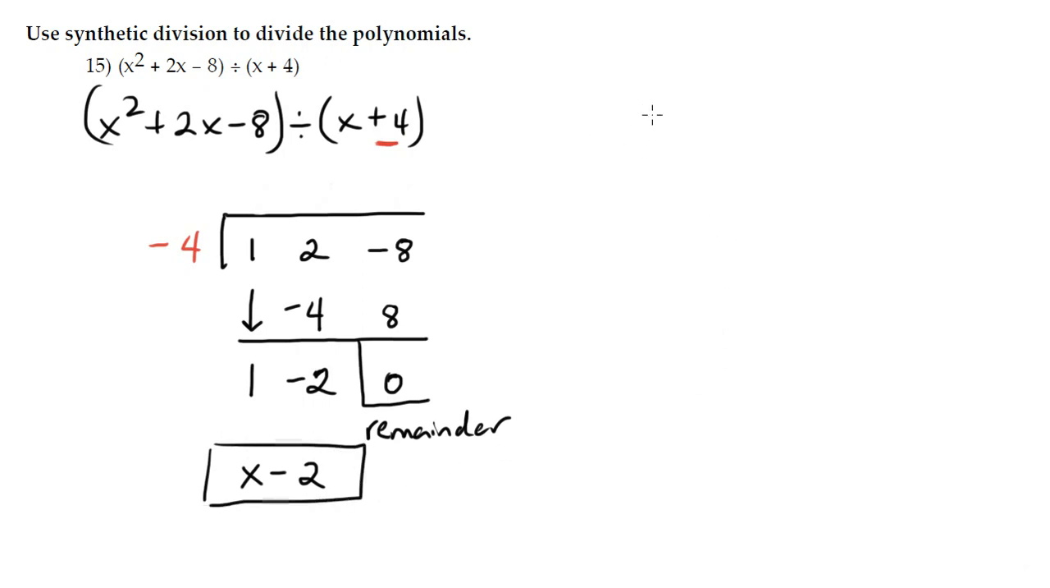So what this really means is x plus 4 times x minus 2 is equal to x squared plus 2x minus 8. In other words, that's the factored form. These are two factors. Because my remainder is 0, that means x minus 2 is a factor of x squared plus 2x minus 8. X plus 4 is also a factor of x squared plus 2x minus 8.